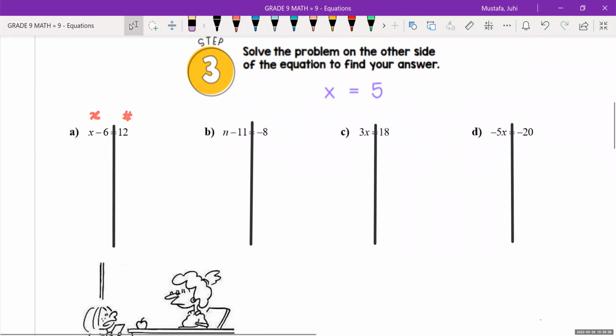So let's try that with this example. We have x minus 6 is equal to 12. We're going to keep the variable x on the left-hand side. We're going to keep the number 12 on the right-hand side.